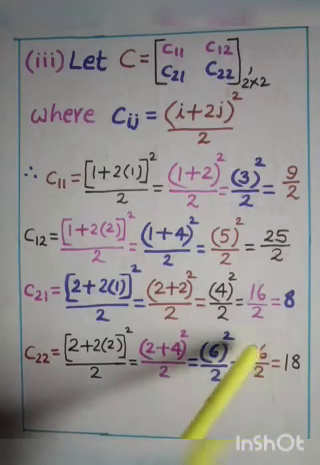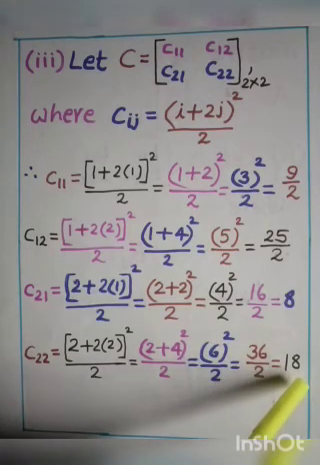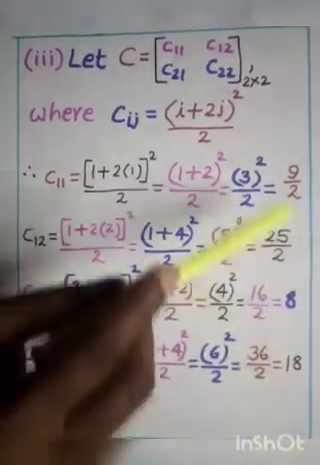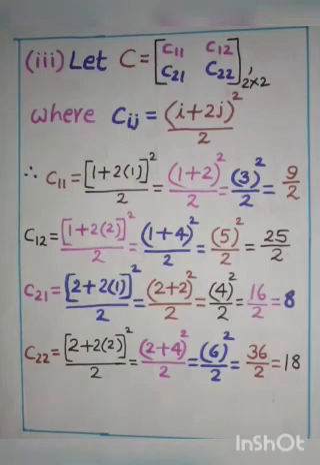Right. By simplifying these numbers, what do you get here? 18. So we are finding all the elements. We found all the 4 elements of the required matrix. Understood, my dear children? Right.